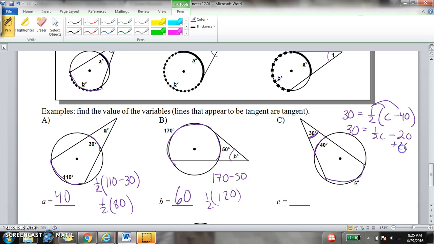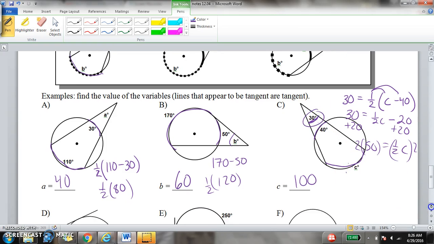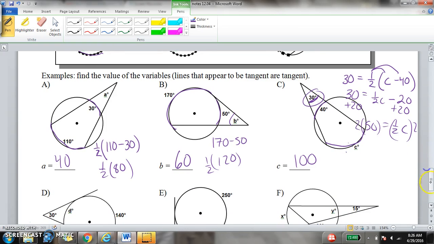So now I add 20 to both sides. 30 plus 20 is 50, equals 1/2 C, and then to get rid of the 1/2, I multiply by 2, so 2 times 50 would be 100. If we checked that, 100 minus 40 is 60, and half of that is 30. All right, a few more.